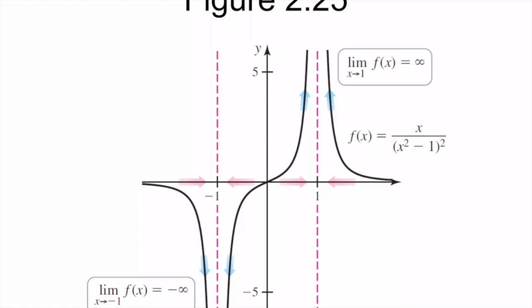The other case is what happens at x equals negative 1 from the left and from the right. The graph goes downhill forever. And we get the expression written here, that the limit as x approaches negative 1 of f of x equals negative infinity.